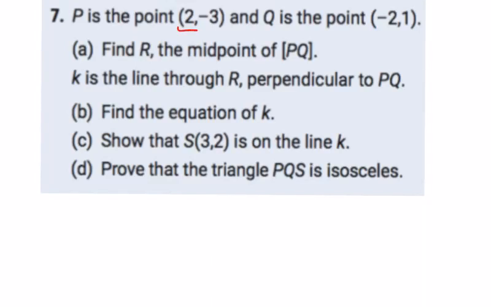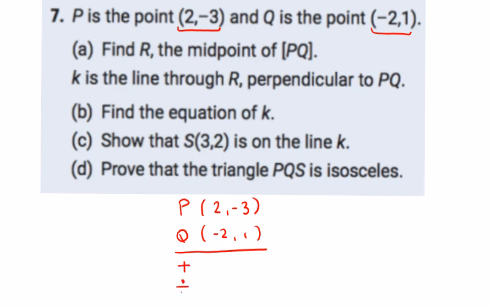Question 7, we have P and Q. We want to find the midpoint of them. P is (2, -3) and Q is (-2, 1). So we're going to add them together and divide by 2. So 2 minus 2 is 0, divided by 2 is 0. Minus 3 plus 1 is minus 2, divided by 2 is minus 1. And this is the point R.